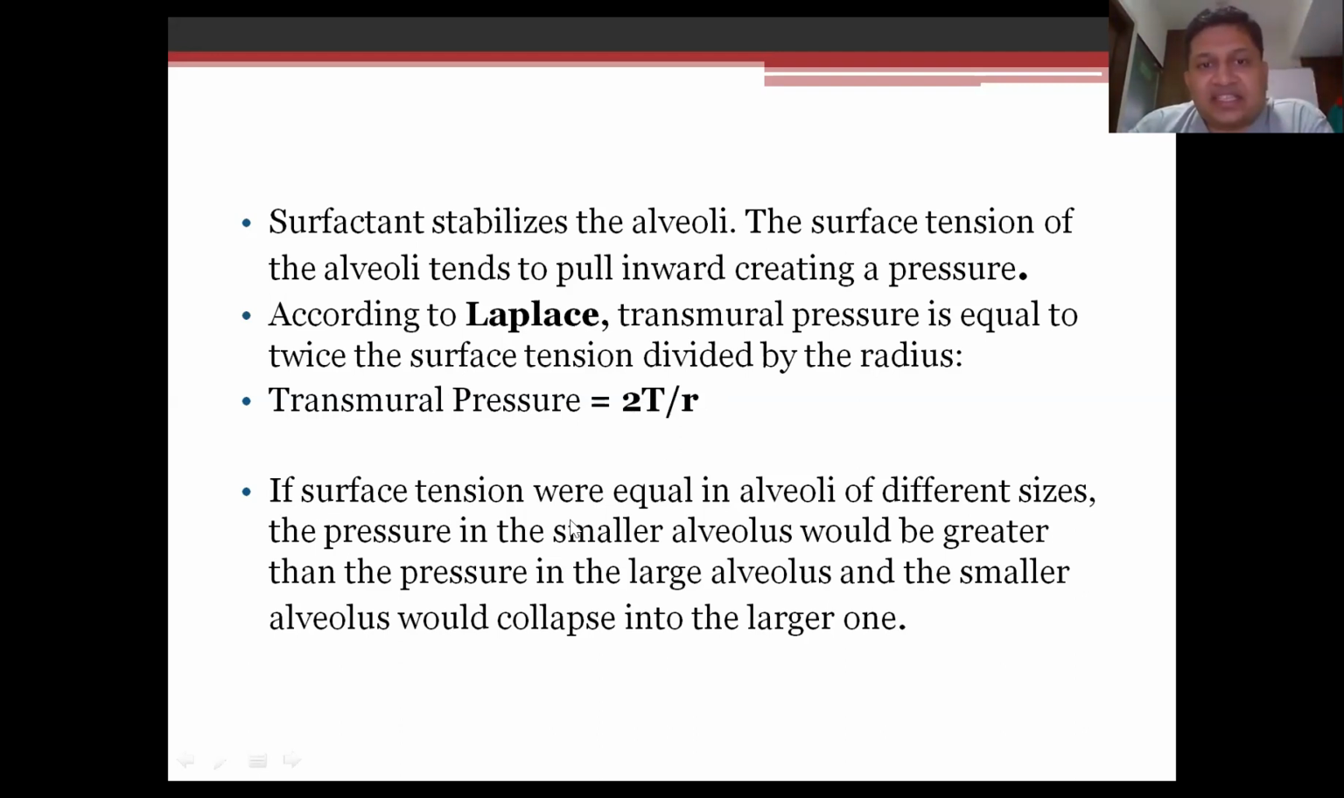But if the same law applies to the alveoli, what happens in our lung? The alveoli are not all the same size. Some alveoli are smaller, some are bigger. So according to Laplace's law, the larger alveoli will have less pressure inside them, and the smaller will have a higher pressure inside them.